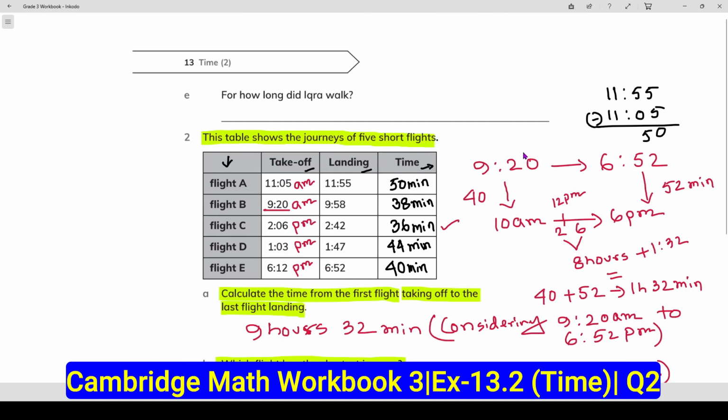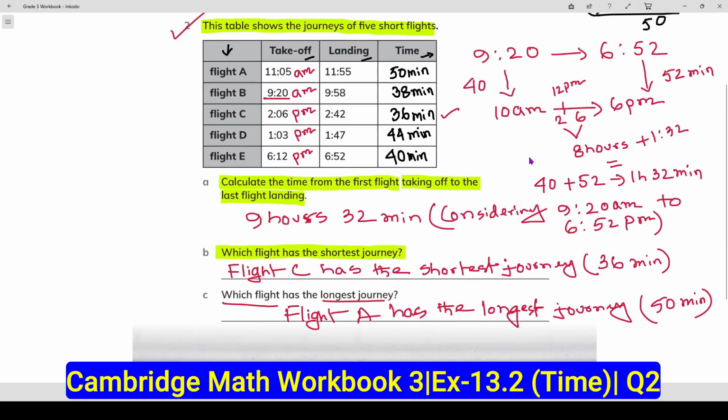Okay, so question 2 done. Here are 3 things. First, we have to understand takeoff, landing and duration time, and then we have to find out the question solution. I hope you cleared this one.